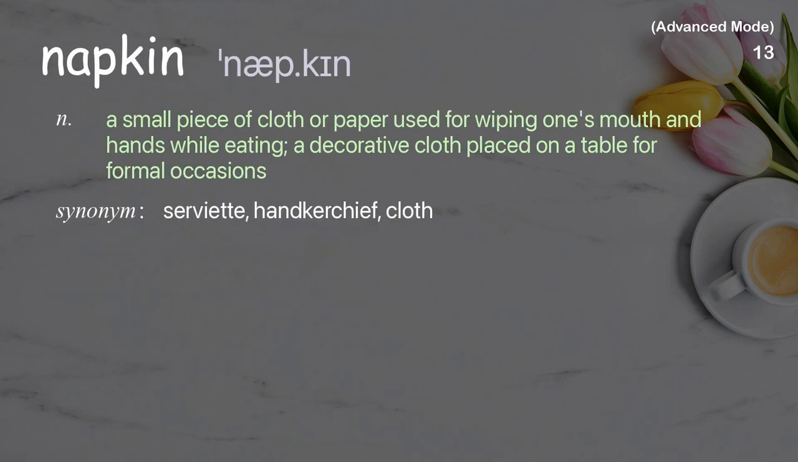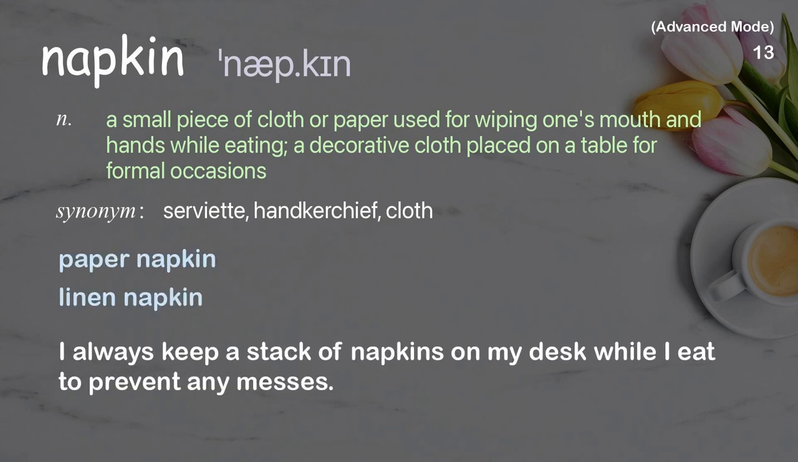Napkin: a small piece of cloth or paper used for wiping one's mouth and hands while eating. A decorative cloth placed on a table for formal occasions. Examples: paper napkin, linen napkin. I always keep a stack of napkins on my desk while I eat to prevent any messes.